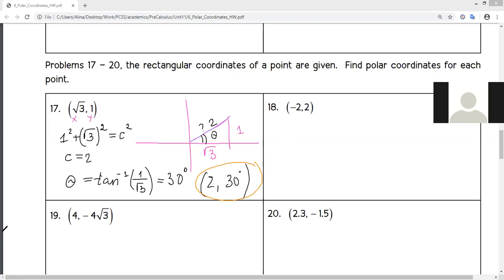Maddie, can you tell me the other number? 18, 19, or 20? Which one? Do 19. Thank you. Let's do it.